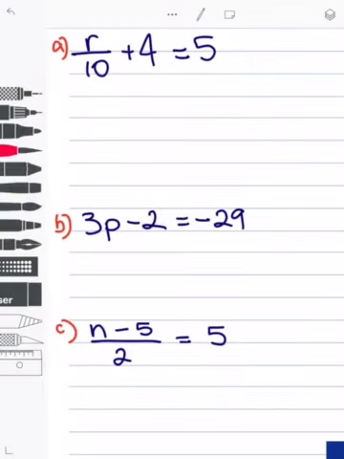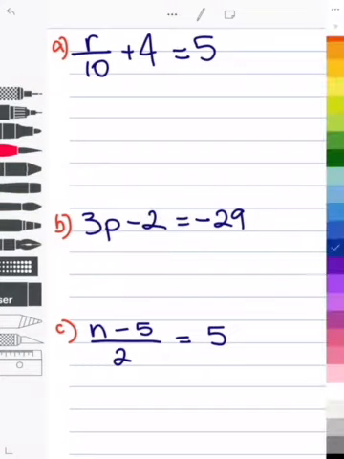Now I'd like you guys to try these few examples here. Pause the video, try it out, and then we'll go through the correct answers.